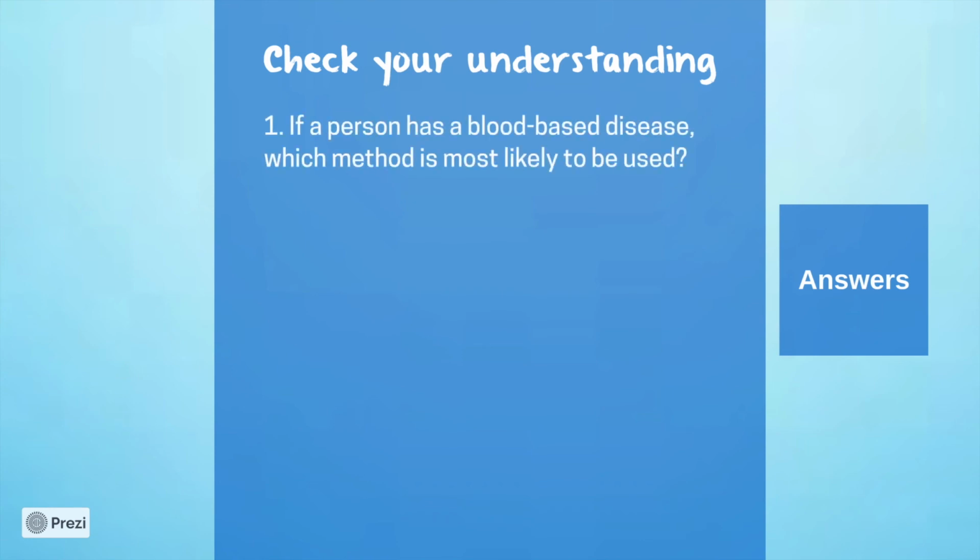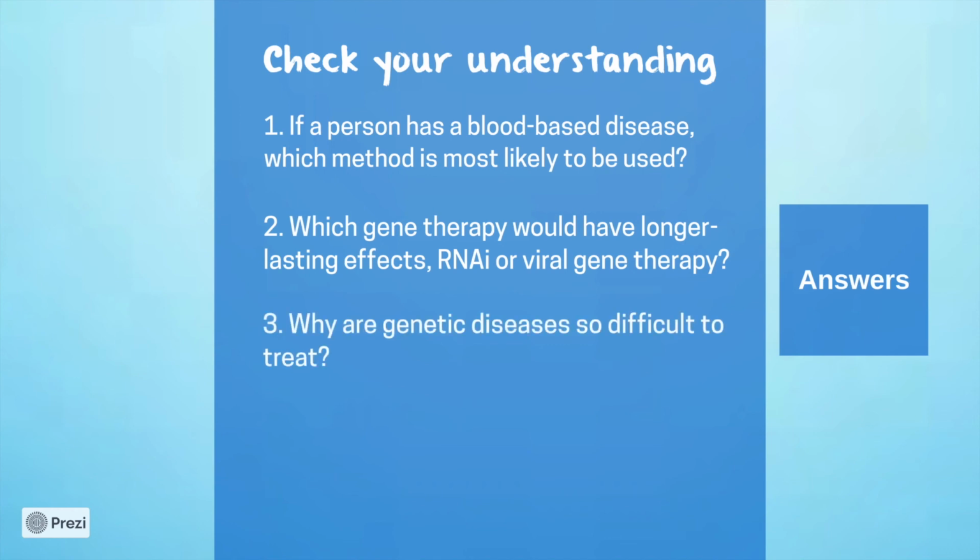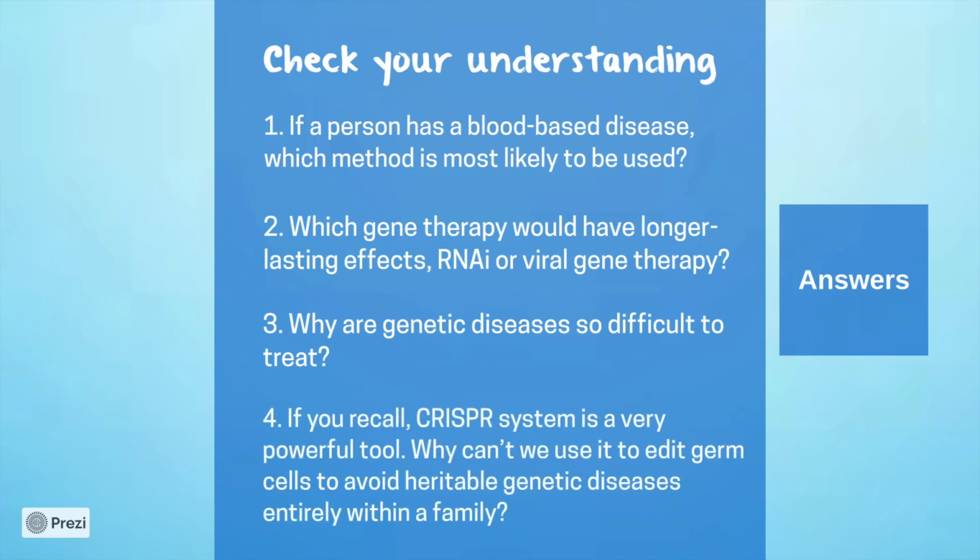Question number 1. If a person has a blood-based disease, which method is most likely to be used? Question number 2. Which gene therapy would have longer-lasting effects, RNAi or viral gene therapy? Question number 3. Why are genetic diseases so difficult to treat? And question number 4. If you recall, the CRISPR system is a very powerful tool. Why can't we use it to edit germ cells to avoid heritable genetic diseases entirely within a family? We encourage you to pause your video at this time, answer the questions, and then resume watching to view the answers.